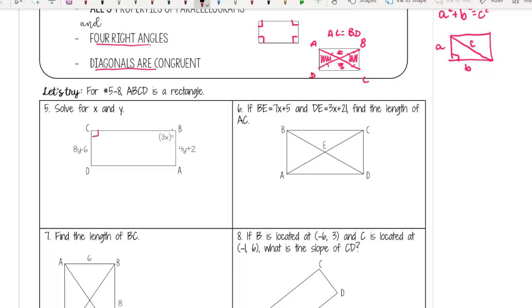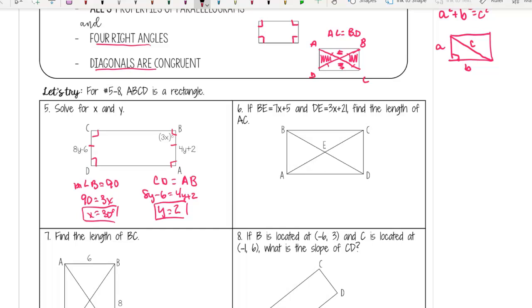All the angles are 90 degrees, so that helps us with that 3x. So the measure of angle B equals 90 degrees. So that means 90 equals 3x. So x just equals 30 degrees. Then we do the same thing with the y's, but it's not an angle, it's a side. And what do we know about opposite sides? Well, they're congruent to each other. So we know that CD, and that is because this is also a parallelogram, equals AB. So 8y minus 6 equals 4y plus 2. Solve that and you get y equal to 2.